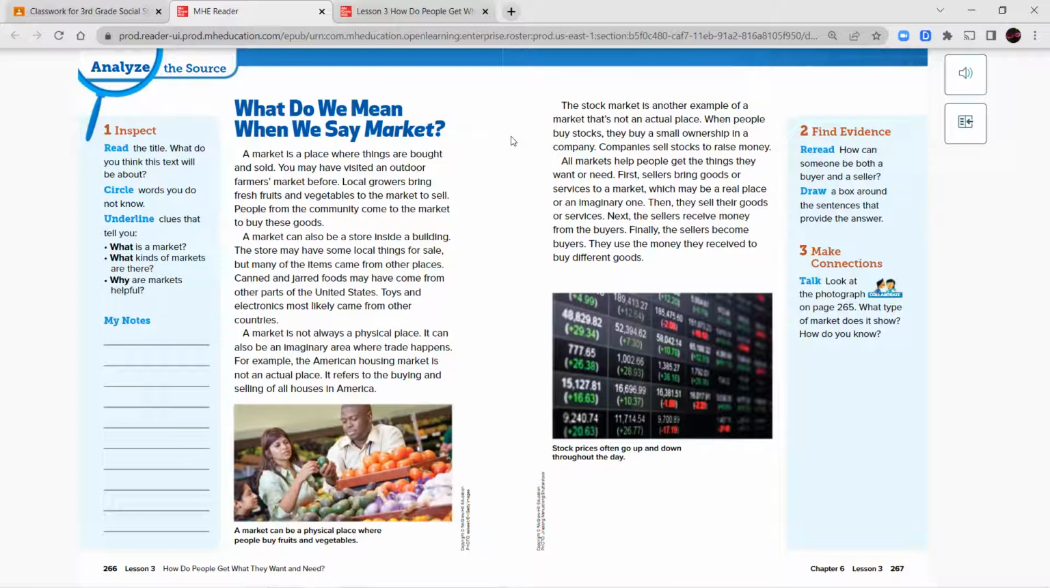All markets help people get the things they need and want. First, sellers bring goods or services to a market, which may be a real place or an imaginary one. Then they sell their goods or services. Next, the sellers receive money from the buyers. Finally, the sellers become buyers, and they use the money they received to buy different goods.